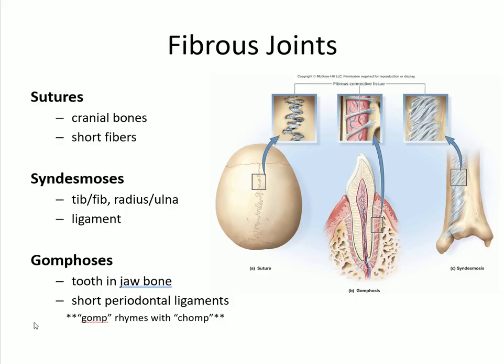So gomphoses, teeth, sutures. You know, we just learned about sutures in the skull. And then syndesmoses will connect the tibia to the fibula, the radius to the ulna. That's that ligament that keeps them together.